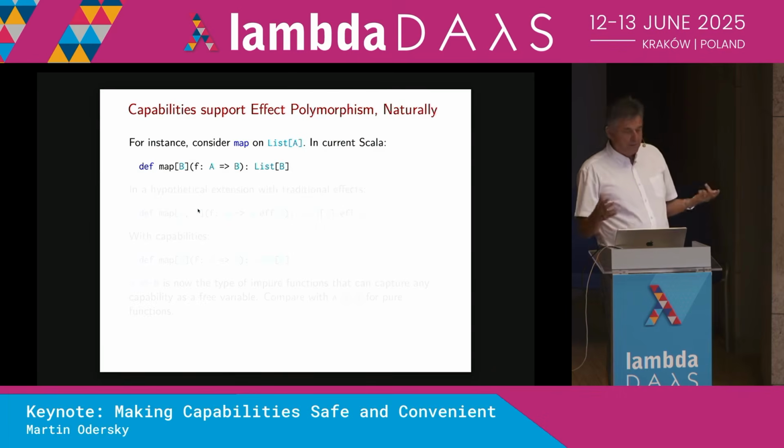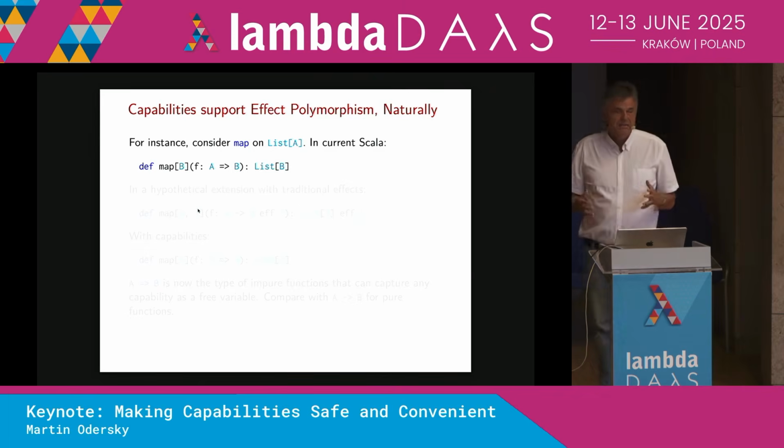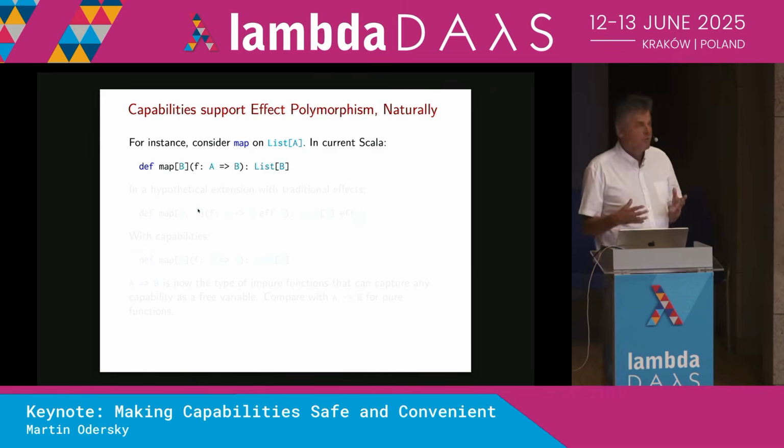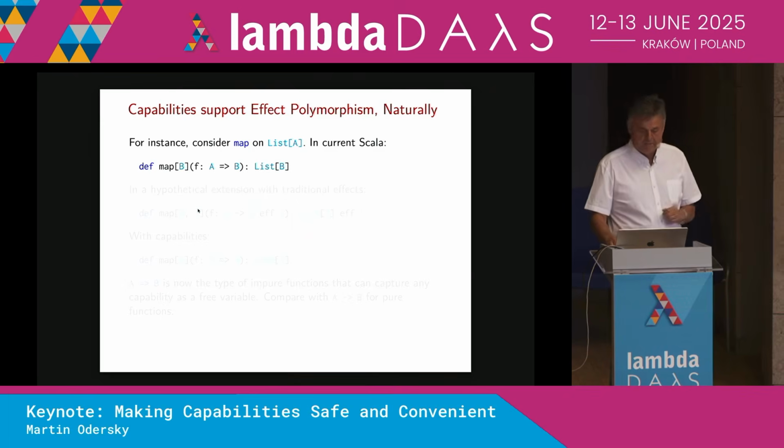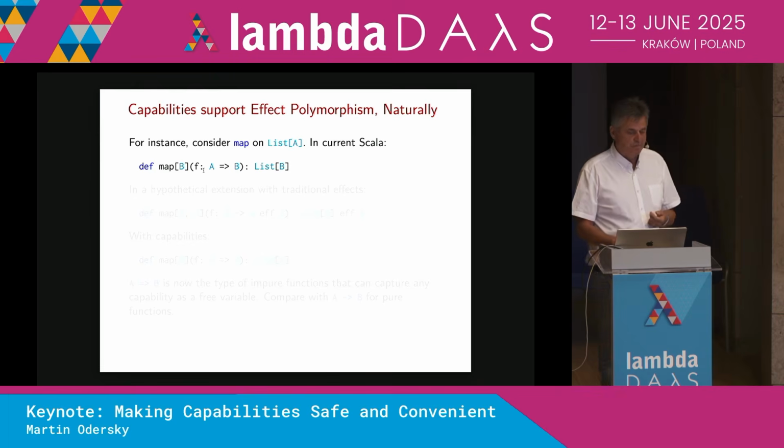And the point is that capabilities support effect polymorphism very naturally, whereas other techniques don't do that to that degree. So in current Scala, here's the signature of the map method in List. It's defined in List of A. It takes a function from A to B and returns a List of B, right?